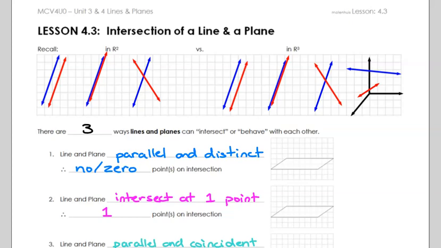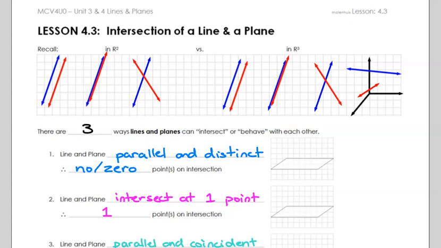This is lesson 4.3, and we're going to talk about the intersection of a line and a plane. So let's just backtrack for a second. Unit 3 was all focused on lines. And so when we focused on lines, we were talking about how two lines interact with each other in 2D and 3D space. Now we're going to be talking about lines interacting with planes. So we're amalgamating Unit 3 and Unit 4.